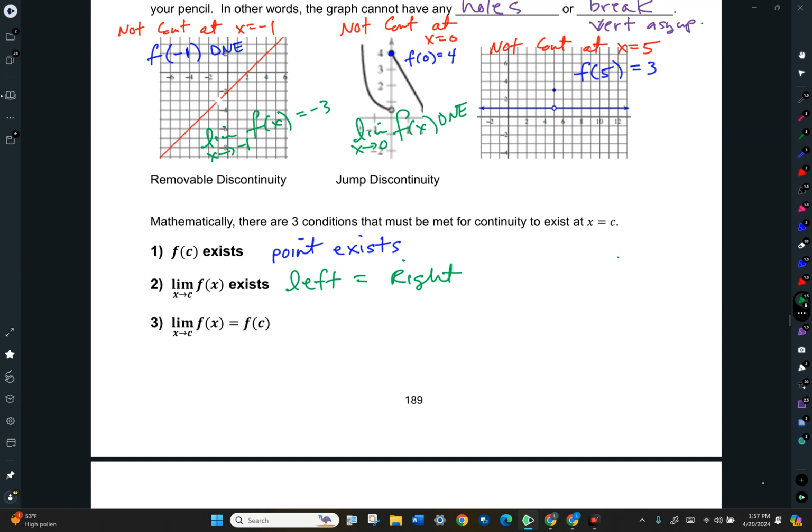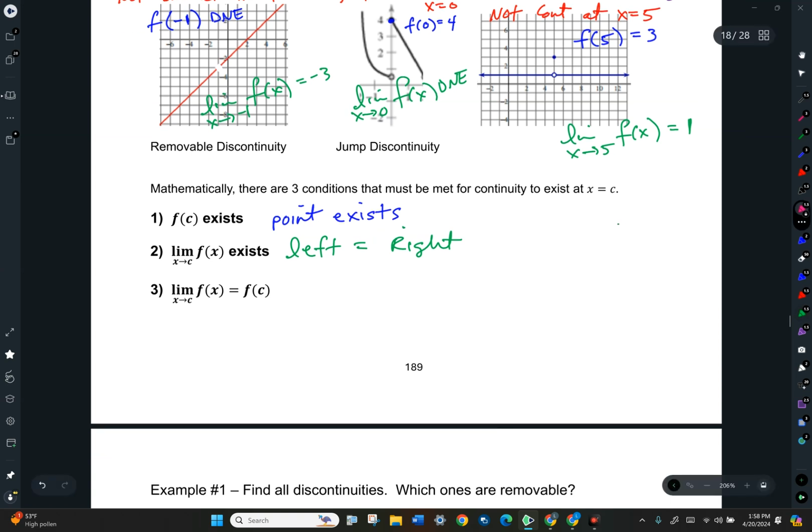And on the third one, does the limit exist? Yeah, it does. The limit as x approaches 5 of this function equals 1. So we've already said why the first two don't exist. The first one was because f of -1 didn't exist. The second one was because the limit didn't exist. But on the third one, f of 5 exists and the limit at 5 exists. So look at the third condition down here. Number 3, the limit has to equal the point.